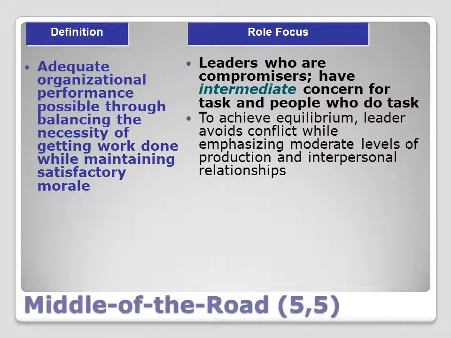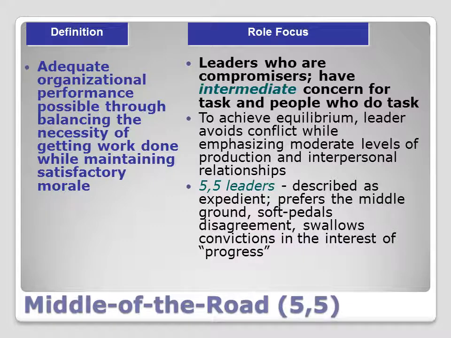To achieve this sort of balance, this equilibrium, they oftentimes will avoid conflict altogether, while emphasizing moderate levels of production and interpersonal relationships. Again, good enough is okay. Can't you just get along? They don't really want to deal with things. They sort of put things all back on the workers and just encourage them just to get along and make by.